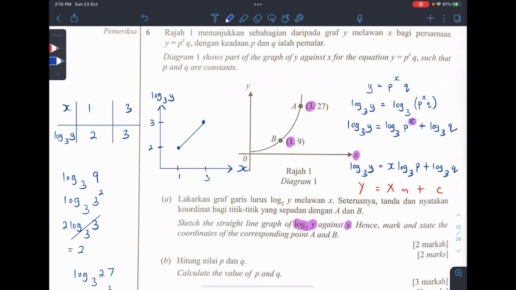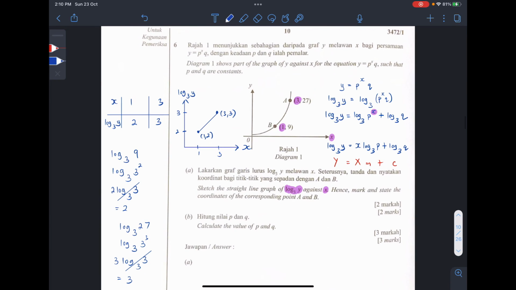And just connect the lines up. Okay, just write your coordinates down. This is 1 and 2, and 3 and 3 over here. And you are done. You have actually found your coordinates already, and you have sketched your straight line graph, and you got 2 marks for it. All right, let's move on to the second question.